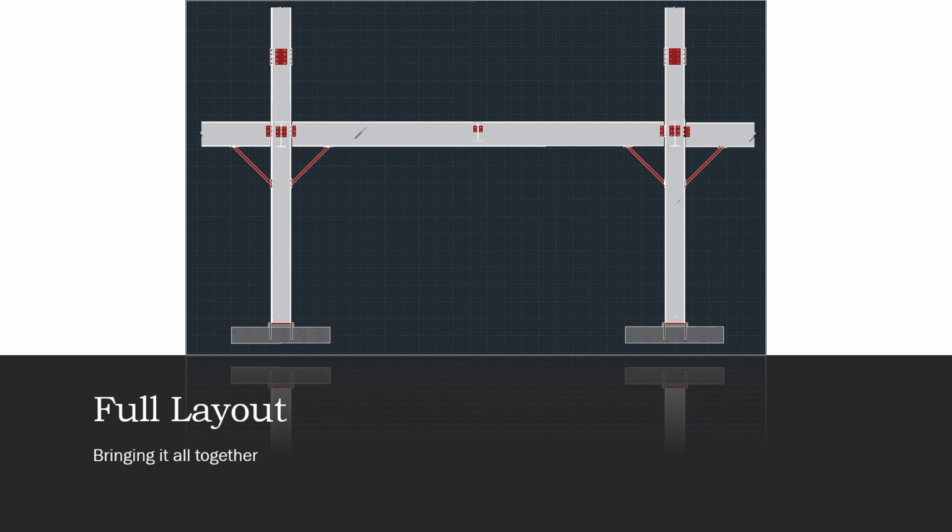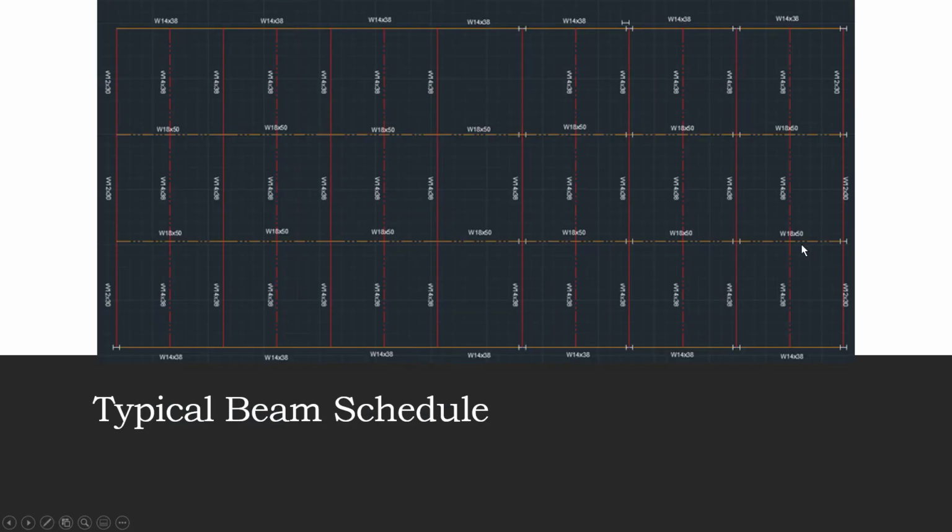And using AutoCAD, we have a full typical bay with connections and beams, and it brings it all together. In these following slides, you will see the typical beam schedule and also column schedule.